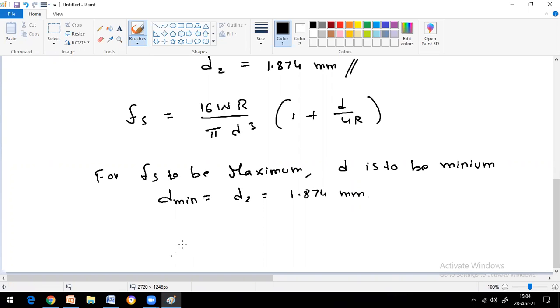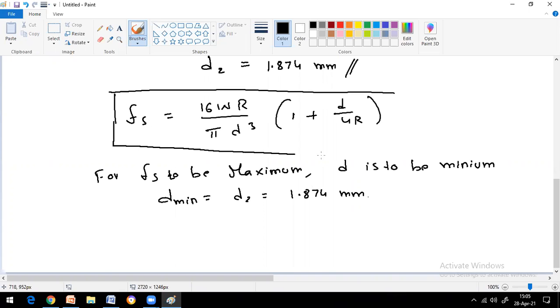What is the stress given in the problem? Sorry, it is not bending stress, it is the shear stress formula. Sorry, shear stress. Right, what is the shear stress value given?